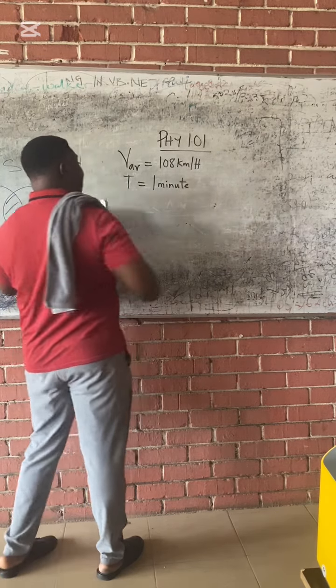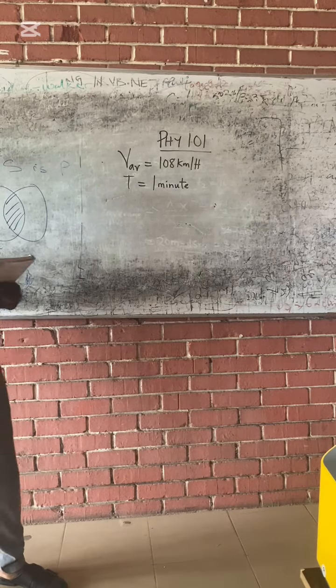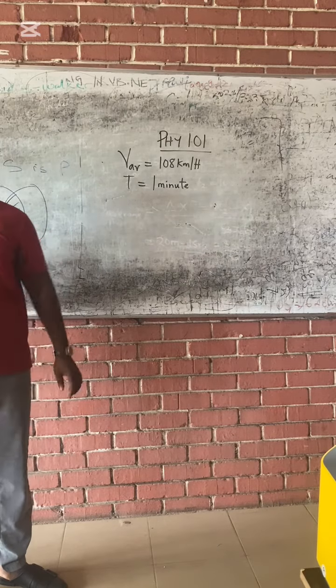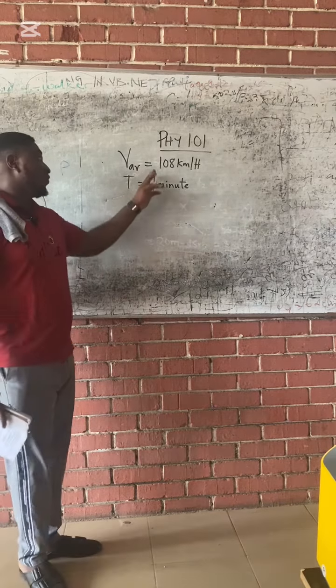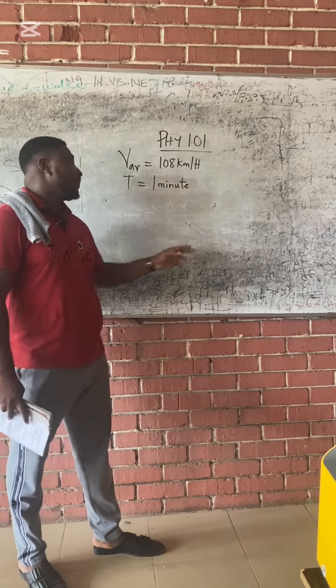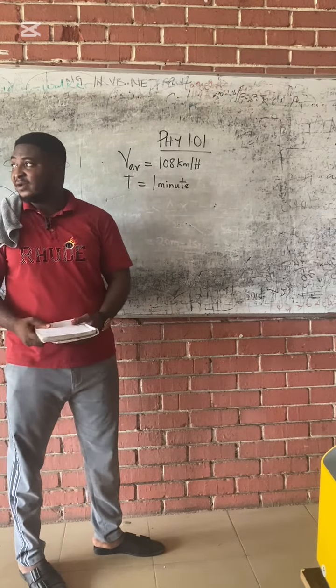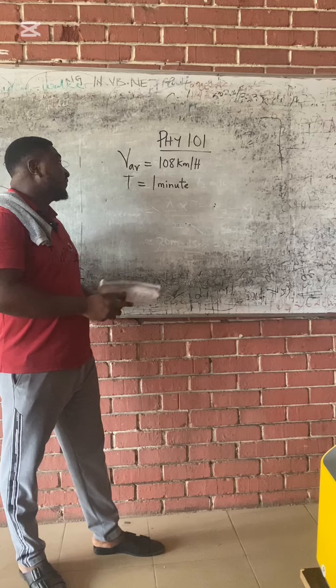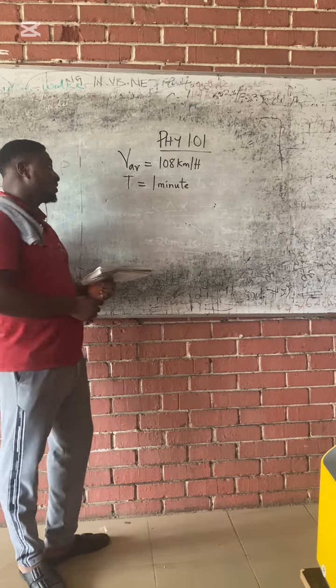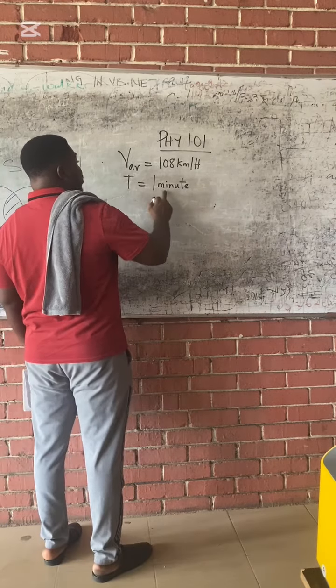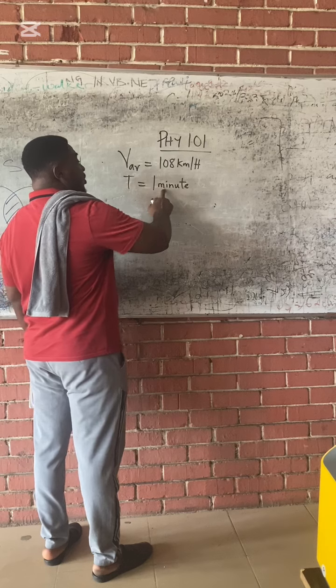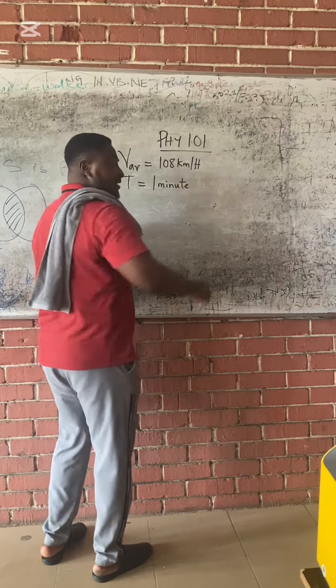Class, in a time interval of 1 minute, a particle has an average velocity of 108 kilometers per hour. How far does it travel in a time interval of 1 minute? Class, the first thing we have to do is convert this. This must be converted to seconds. This must be converted to meters per second.